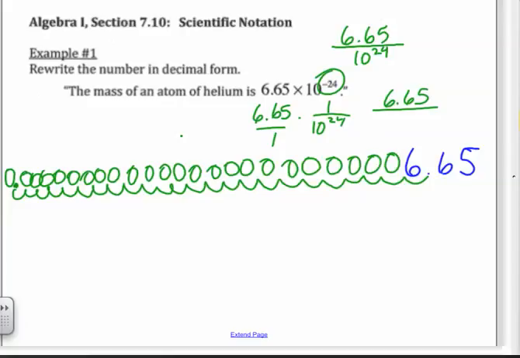No, that's multiplied by 1 over 10. 1 over 10 squared, 10 cubed, 10 to the 4th. Right? Do I need to keep going? How many times is it going to move? 24 times. Okay, guys. Good job. See you at the next example.